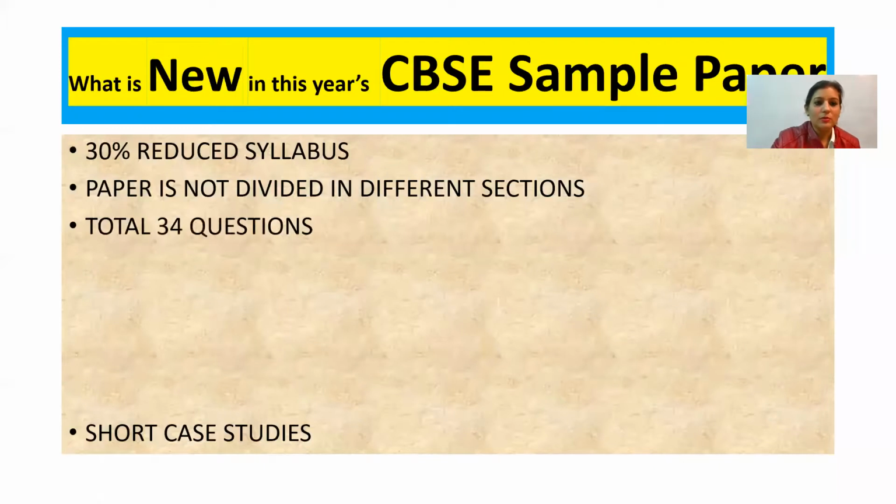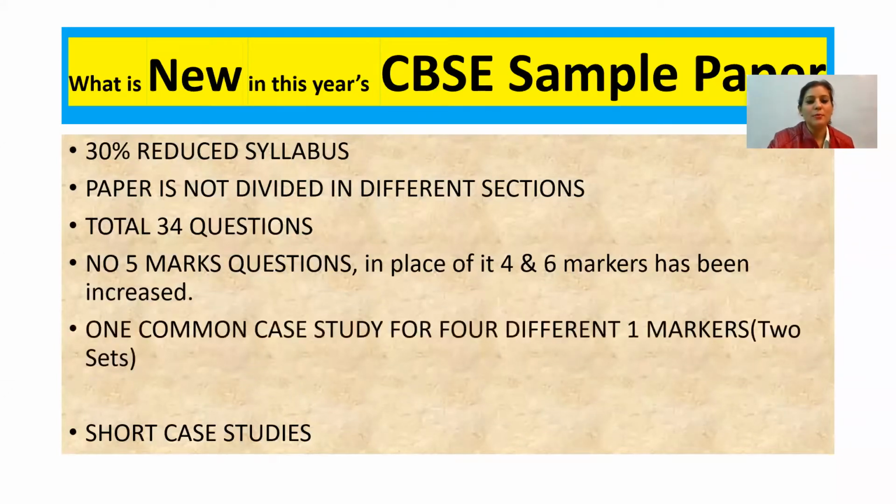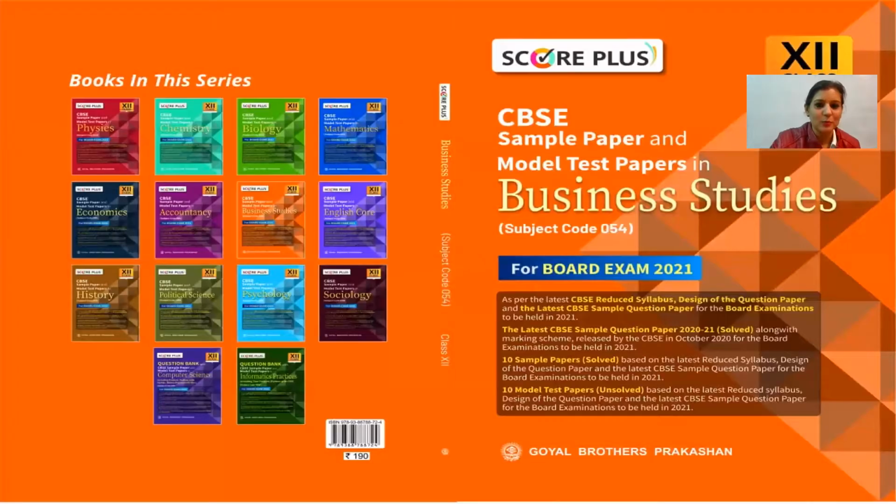And now there are a total of 34 questions instead of the earlier 25. There is no 5 mark question in its place; 4 and 6 markers have been increased. One common case study for 4 different 1 markers, which we have observed in question numbers 13 to 16 and question numbers 17 to 20. Different sets, and match the column in 1 markers. First time we have observed this.